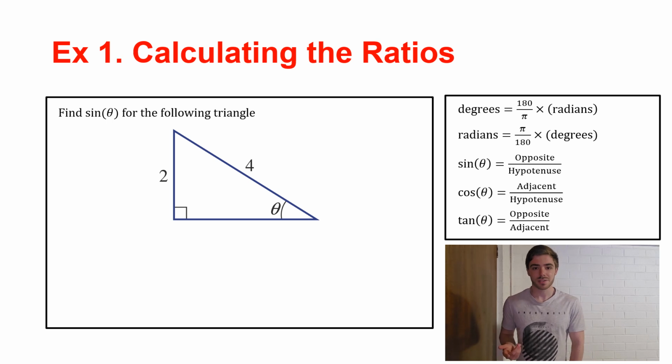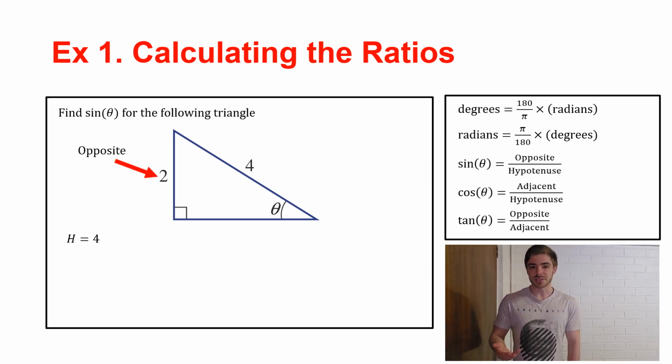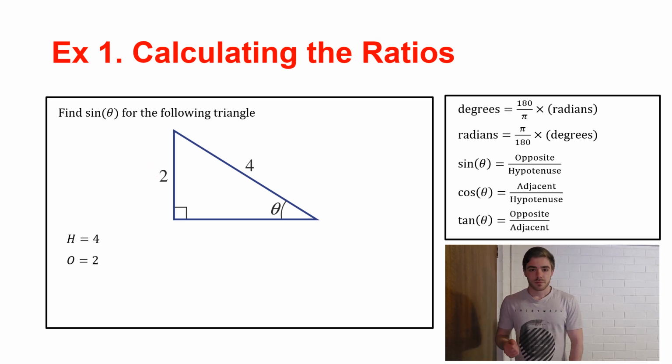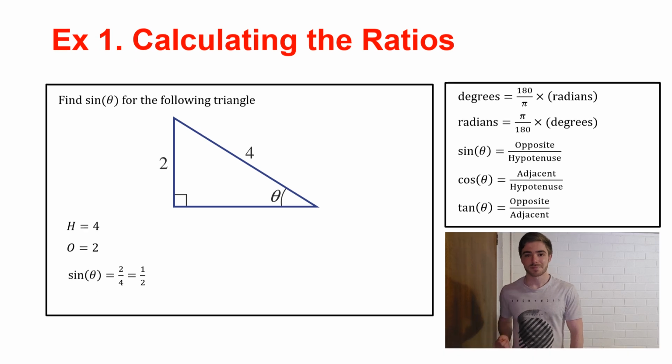To start with, we're going to take our triangle and label the sides accordingly. The hypotenuse is going to be the longest side length, so H equals 4. The opposite side is going to be the one where the angle doesn't touch, so O equals 2. From there, we're just going to use our ratio. We know that sine theta is equivalent to the opposite divided by the hypotenuse, and when you simplify that all the way down, you get sine theta equals a half.